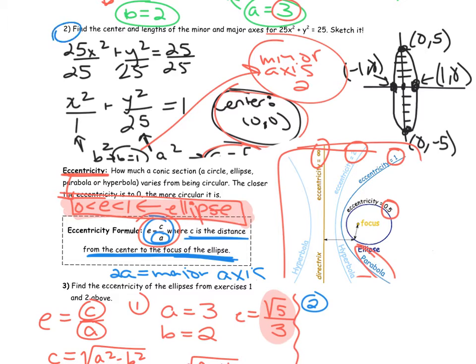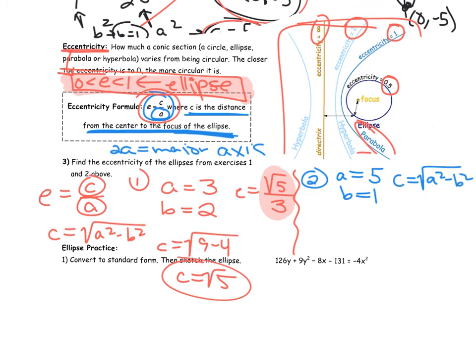So we know that our A value was 5 and our B value was 1. And we can find our C value. Remember, it's the square root of A squared minus B squared. So let's write that out. We'll have c is equal to the square root of 25 minus 1. So c is equal to the square root of 24.